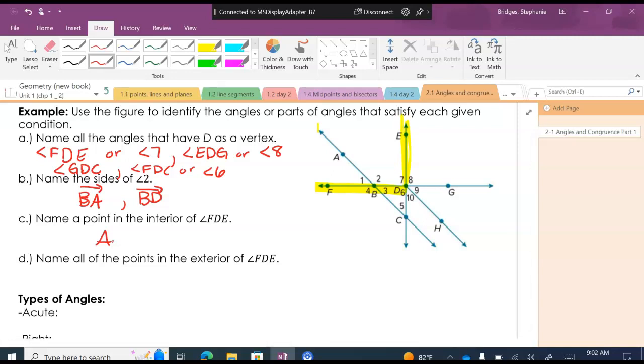Okay. All right, and then it says name all of the points on the exterior of angle FDE. So still the same angle. A is on the interior, so what points would be on the exterior of that angle? Same angle that I have highlighted. A is on the interior. Yes, B, H, and C.